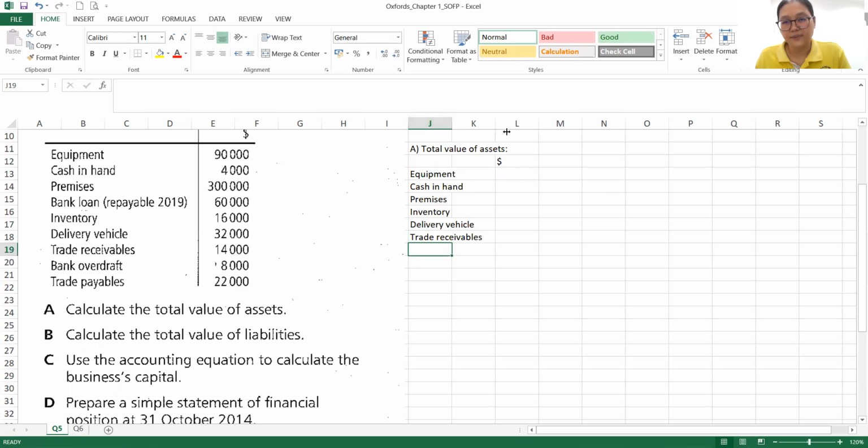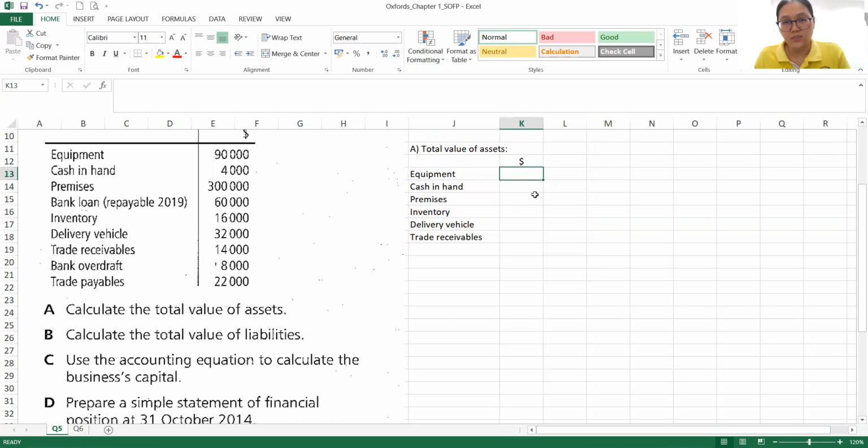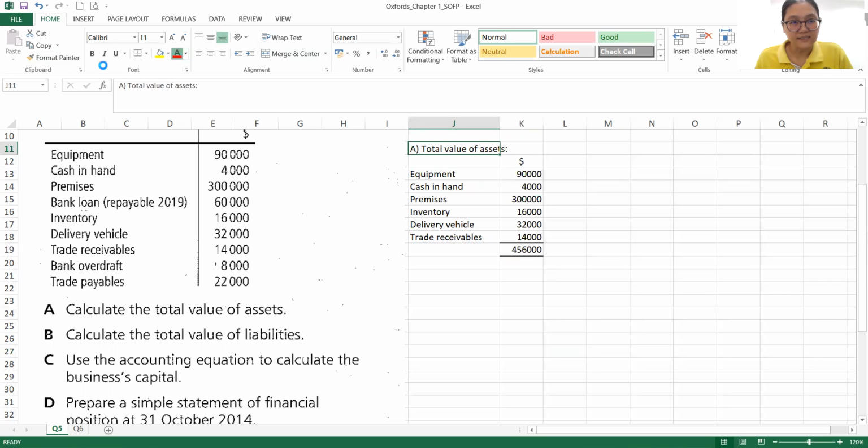Okay, so here 90,000, next 4,000, next 300,000, and then next is inventory is 16,000, and then delivery vehicle 32,000, trade receivable 14,000. So based on the total here, we get 450,000. Okay, so this is for the answer A. They asked to calculate the value of asset. So we have to know which one is asset, which one is liability. So you need to practice more so that you get used to it.